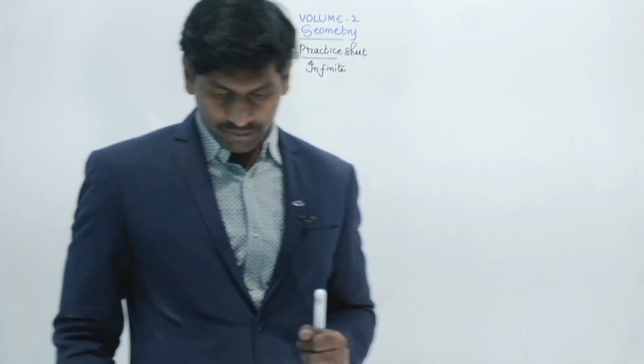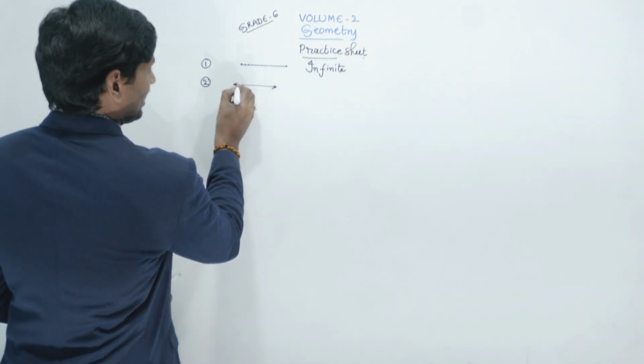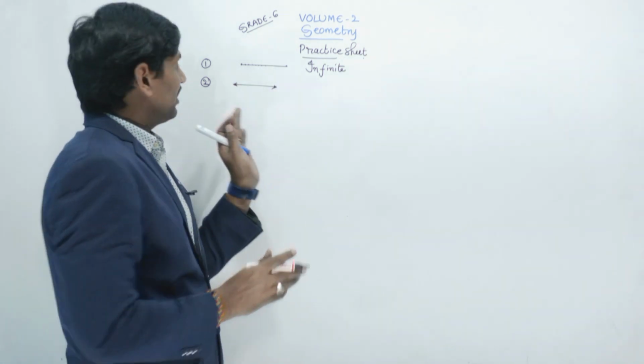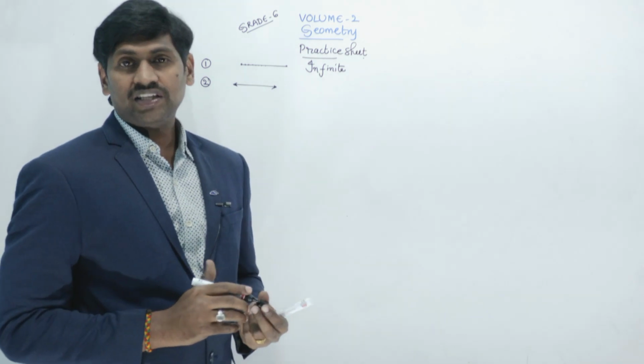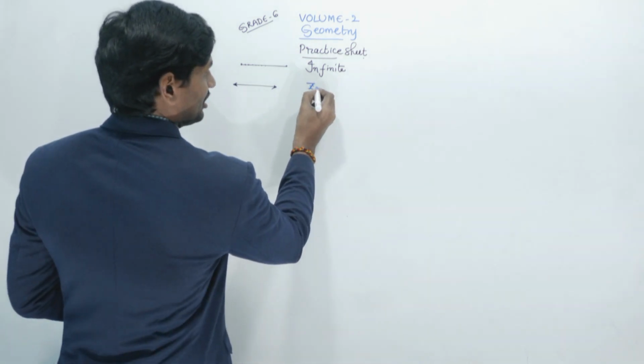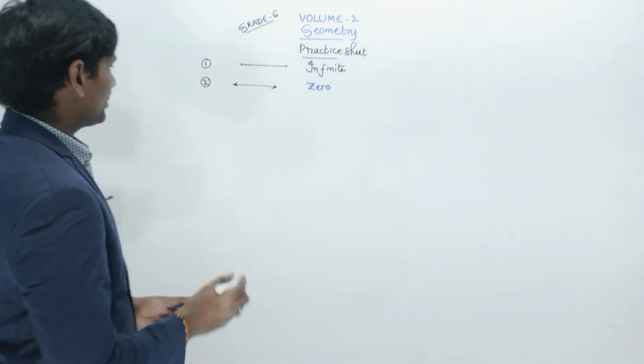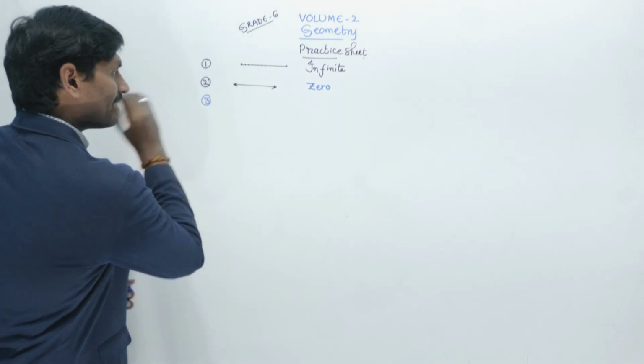The second concept based question is, a line has dash endpoints. How many endpoints does a line have? Is it having an endpoint here? There is no endpoint for a line. So the answer is 0 endpoints.